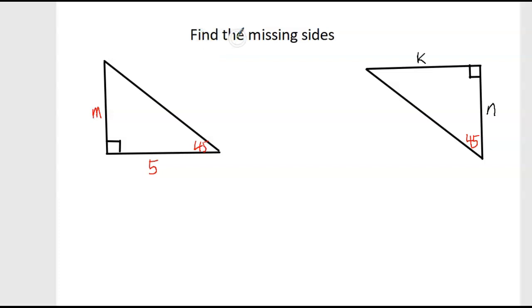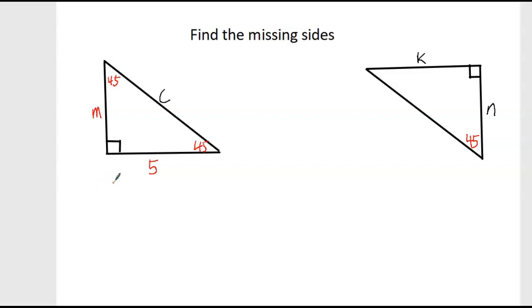So here we have been asked to find the missing sides. We need our m, and we need this side here, the longest side, the hypotenuse. This is a right triangle. We have 90 here. We got 45. So obviously here is going to be 45 because 90 minus 45 gives us 45.